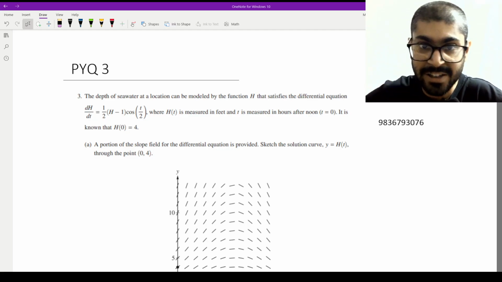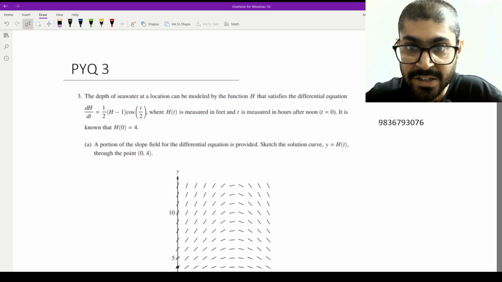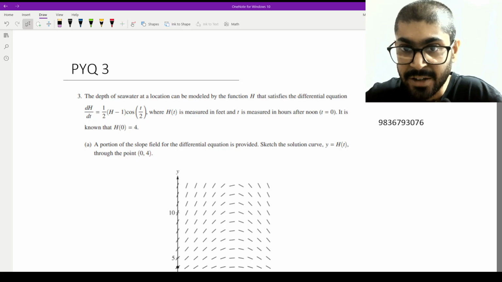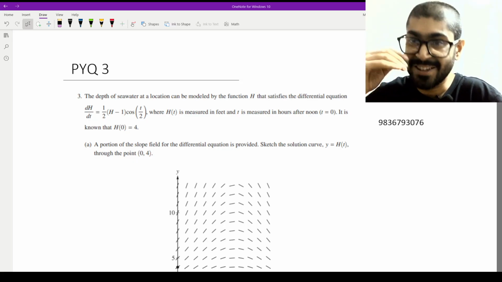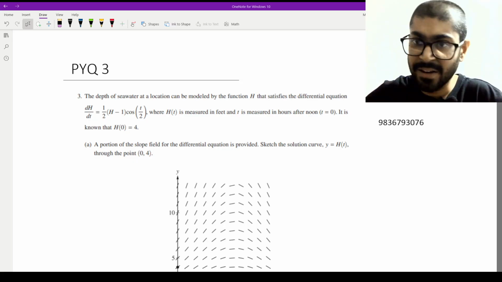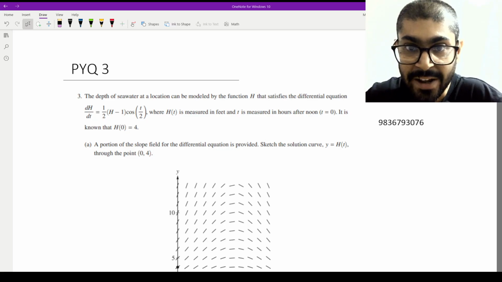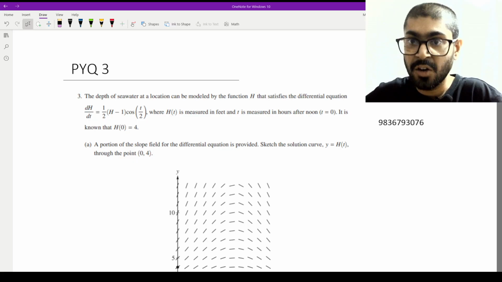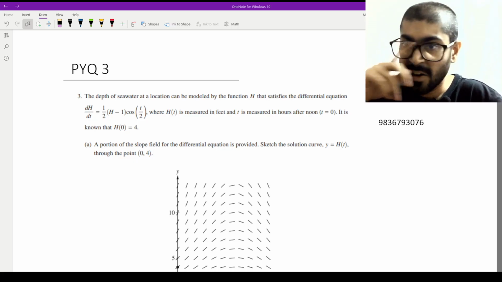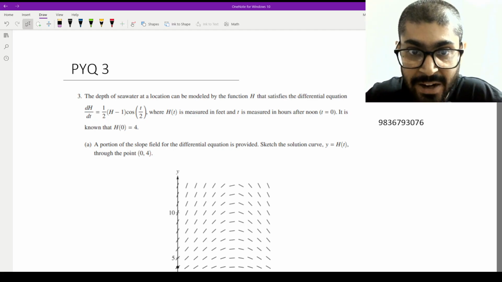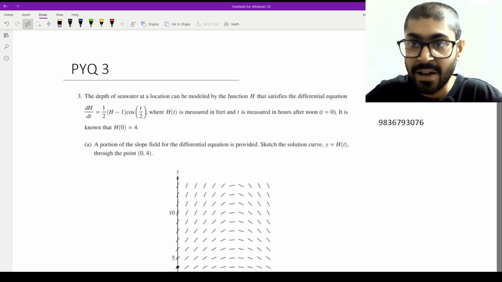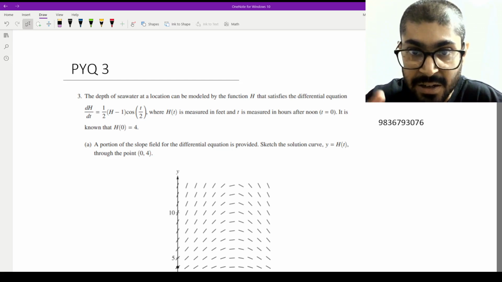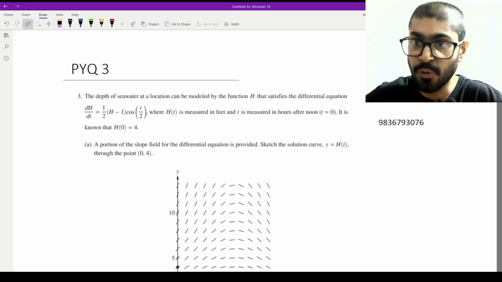This says that the depth of seawater at a location can be modeled by a function h that satisfies the differential equation given, where h(t) is measured in feet and t is measured in hours after noon. So t equal to 0 means the time is 12 noon. It is known that h of 0 equals 4. At time t equals 0, that means at 12 noon, the depth of seawater at a particular location is 4 feet.